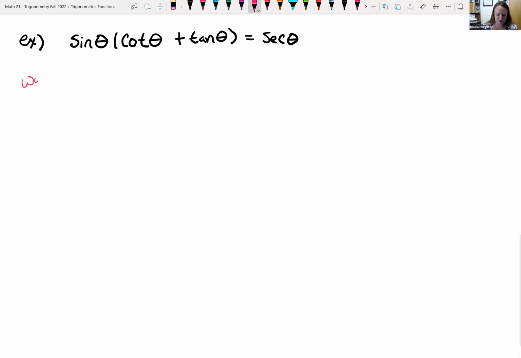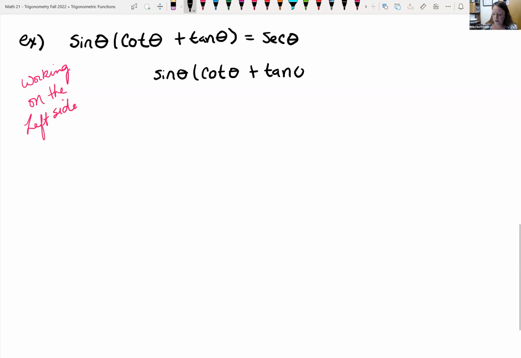So I'm going to make a note: working on the left side. We're just working on the left-hand side, which is sine theta, all times the quantity cotangent theta plus tangent theta. My goal here is to manipulate this to look like secant theta. And once I've done that, we're done.